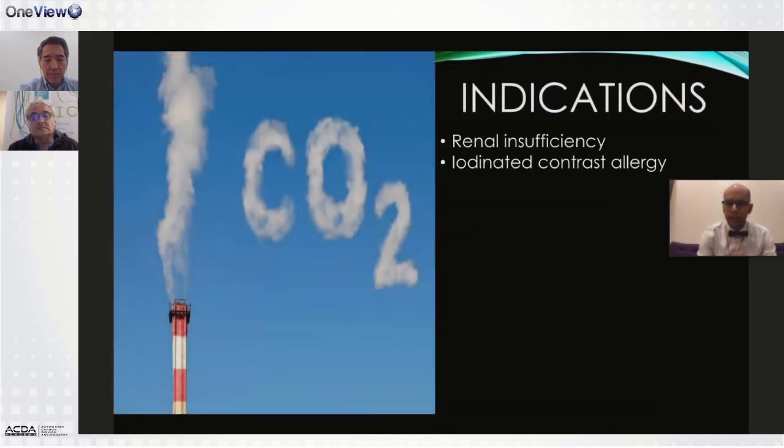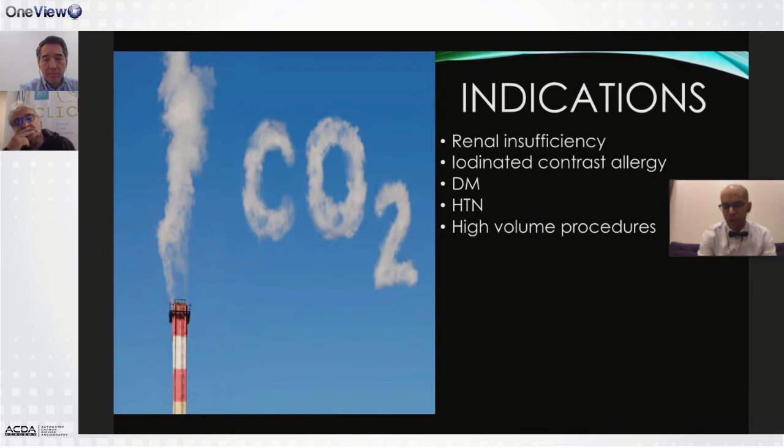So what are the indications? Everybody knows the top two are renal insufficiency or contrast allergies. However, patients that have diabetes, hypertension, or high volume procedures are at risk of developing contrast-induced nephropathy to a certain degree. In our population, we have probably the highest per capita incidence of diabetes in the world, so we try as much as we can to limit our contrast. Even if we're not using CO2, our contrast is extremely diluted. It's not just 50%. Sometimes our contrast is 80% dilution in a lot of our patients, and we get very good images with that.